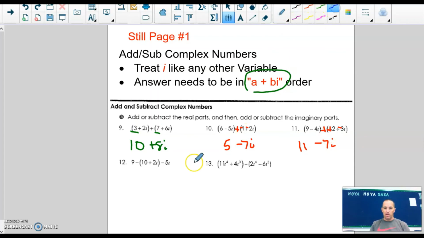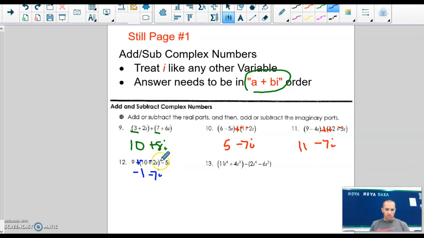Let's change it up a little bit. Down here we have a subtraction sign. That subtraction sign goes to everything that's in the parentheses behind it. It stops right here at the 2i, so we don't use it for that negative. So we'll change this to a plus. The 10 becomes negative. The 2 becomes negative. And then you find all of the like terms, which in this case are right next to each other. So you have 9 plus negative 10, that's negative 1. And negative 2i, negative 5i, that's negative 7i. We got a lot of negative 7i's today, guys.